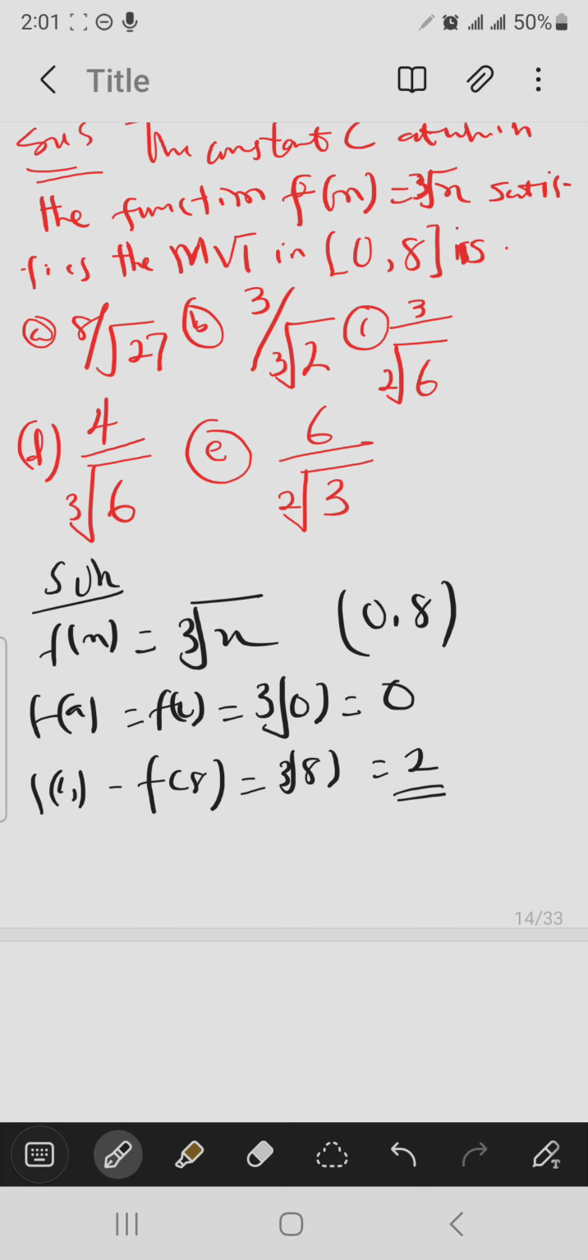you know it is f. You can use f prime of c.